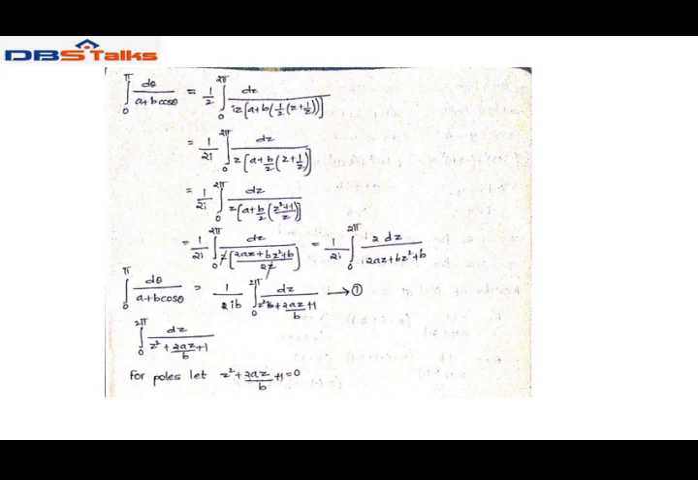Now we have to find the integral value 0 to 2 pi dz by z square plus 2az by b plus 1. So in this equation we have to find poles. That means the denominator value equal to 0. That means z square plus 2az by b plus 1 equal to 0.